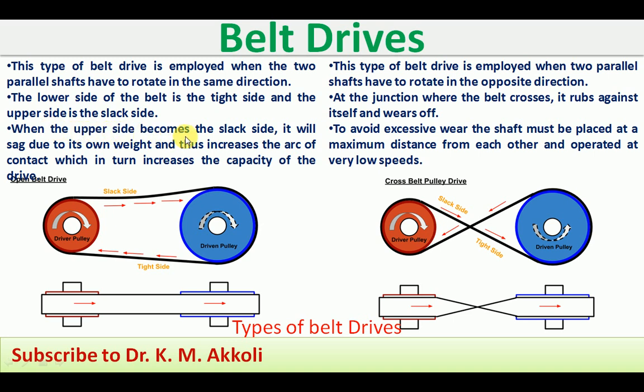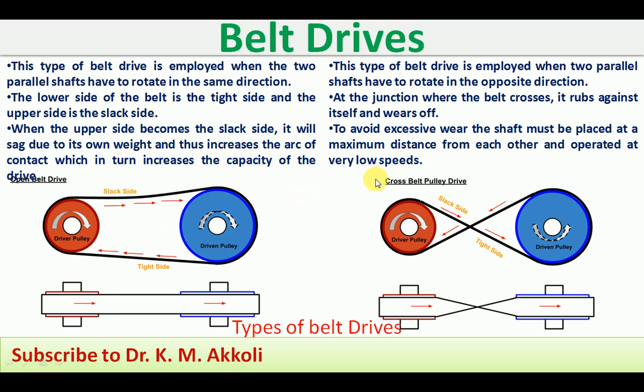When the upper side becomes the slack side, it will sag due to its own weight, and thus increases the arc of contact, which in turn increases the capacity of the drive. Here the arc of contact is the main factor for the drive, because there is friction between the pulley and the belt, which is the potential for its rotation. Therefore, when the contact surface is more, the efficiency of the drive will be more. That happens in this open belt drive.